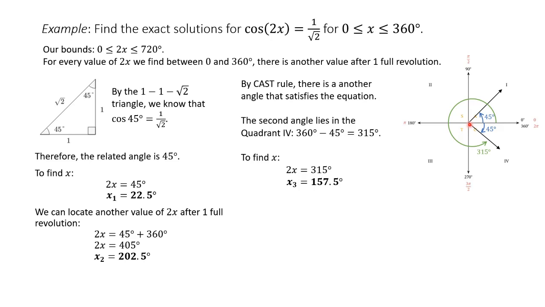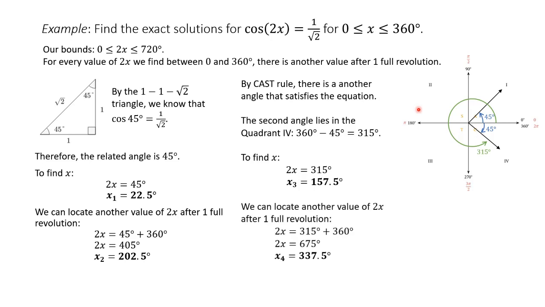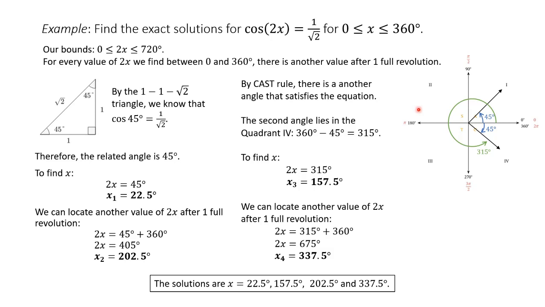And again, we can do what we did before in that we take this 315 degrees and do one full revolution around to come back to 315. That gives us 675 degrees when we add 315 plus 360. That equals 2x, and if we divide by 2 on each side, we'll get that the last value of x is 337.5 degrees. Therefore, the solutions are x equals 22.5 degrees, 157.5 degrees, 202.5 degrees, and 337.5 degrees.